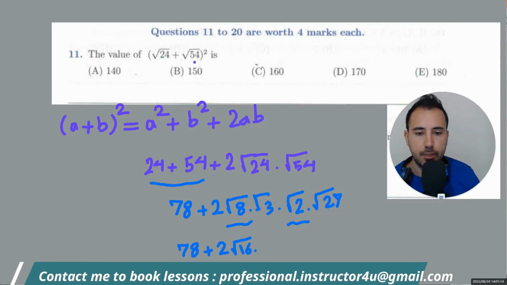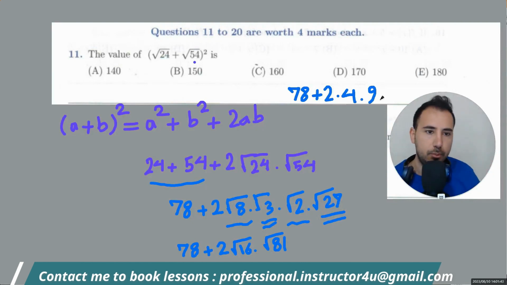Now these two together, the square root of 3 and the square root of 27. So it will be the square root of 81. So we know that the square root of 16 is 4, the square root of 81 is 9. So I'm going to write it here, 78 plus 2 multiplied by 4 multiplied by 9. So this will be 3672. So as you see, it's going to be 150 over here.